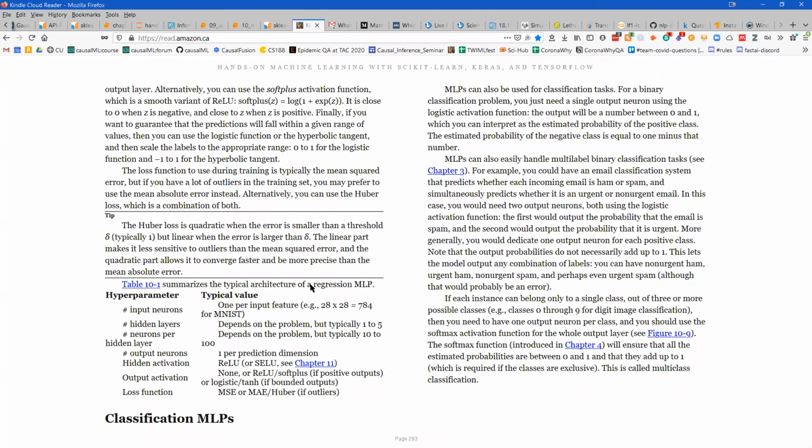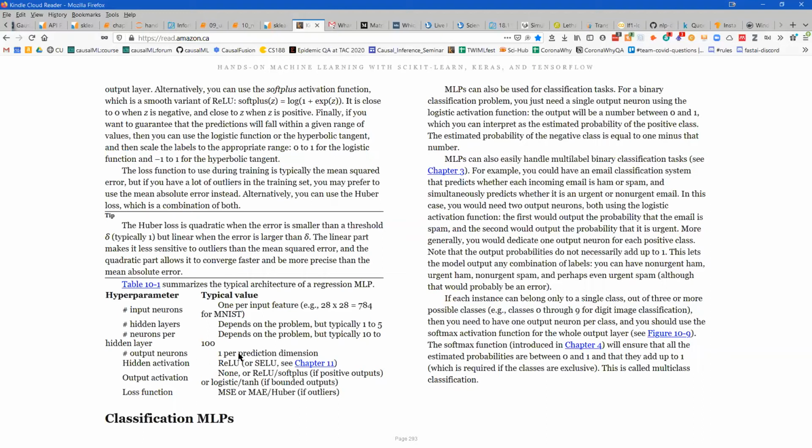So he talks about what the network architecture would look like if you wanted to use a multi-layer perceptron. One input neuron per feature. For example, in the MNIST data set, that would be the 784 pixels. Hidden layers depend on the problem, but at least one for a multi-layer perceptron. It has to have at least one hidden layer, 1 to 5, maybe only limited by your laptop's computing power. Neurons per hidden layer depends on the problem. You can have a narrow network with only 10 neurons, or a wide network with 100.